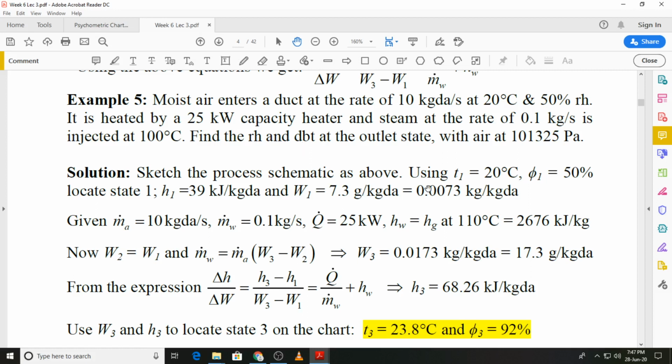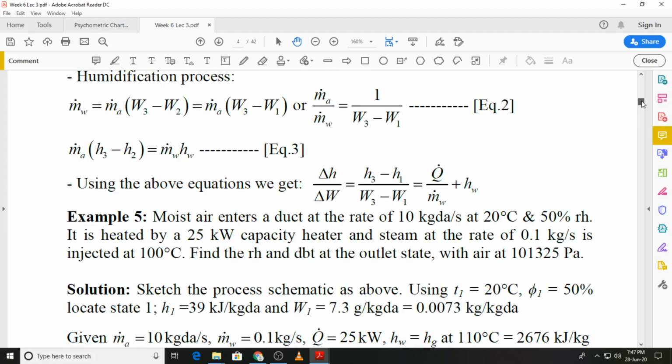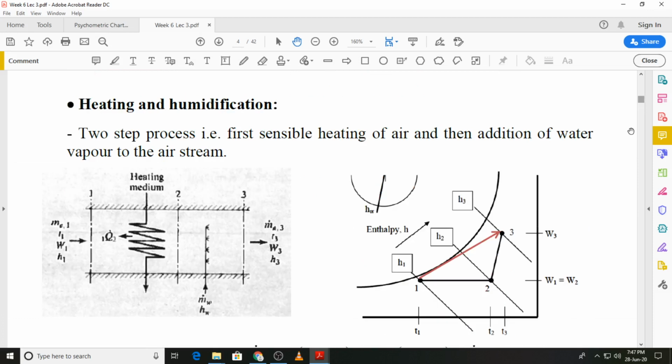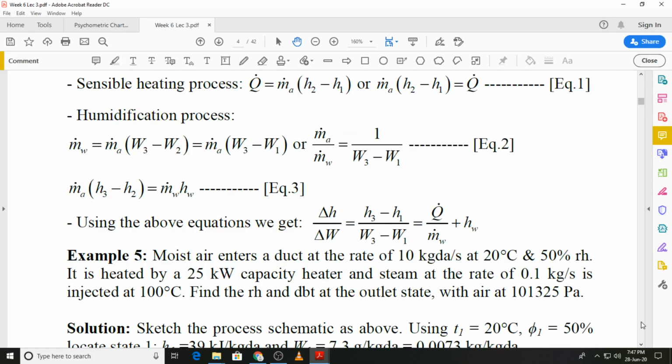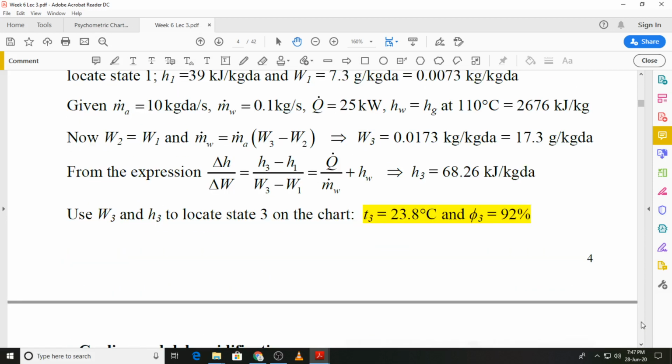And the first thing that we do after we have identified that it is a heating and humidification process is to sketch it on the psychrometric diagram as we had shown earlier. So this is the sketch that you will draw at first. Once you have sketched it, labeled it properly, then you can move on to the actual psychrometric chart for the solution.